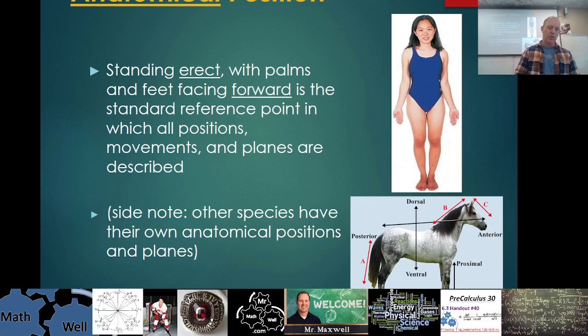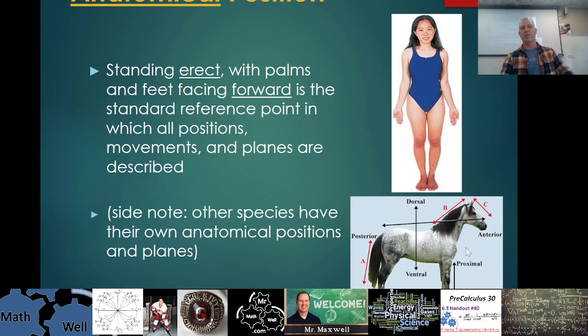Okay, anatomical position. Standing erect means standing straight up and down. You're not laying down sideways, you are erect up and down, with palms and feet facing forward. This is the standard reference point in which all positions, movements, and planes are described. You see a diagram here of this lady. That's the default position. So when we're talking about distal and these sorts of terms, it's from this standing position. We're not turned sideways, looking over our shoulder. This is the standard frontal view.